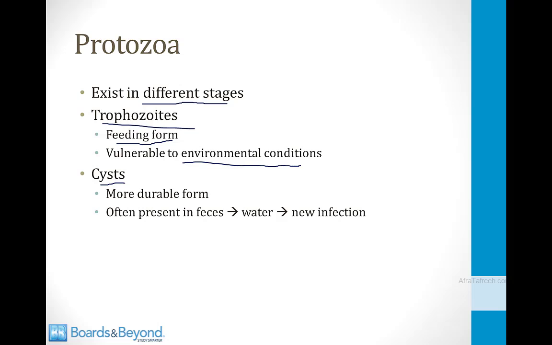The cyst form is the more durable form, and this is what's often found in nature. In fact, it's often found in feces of animals, and then it can get into the water, and then you can get infected with the cyst, which can then turn into the trophozoite form and cause disease.